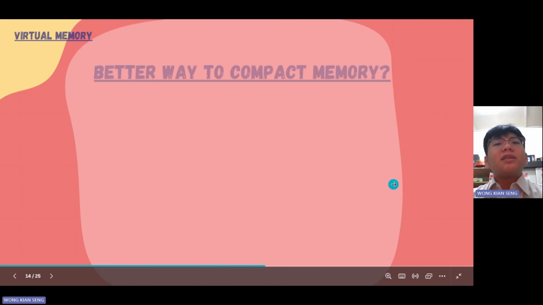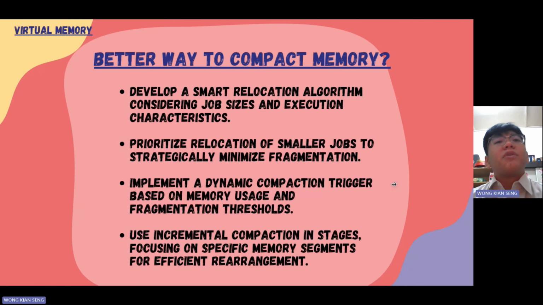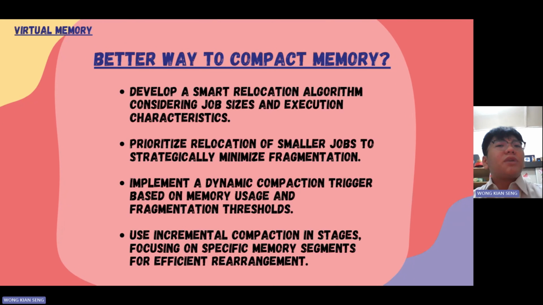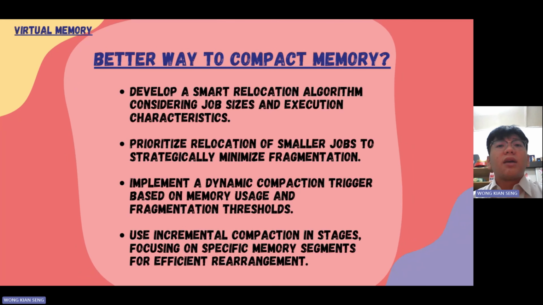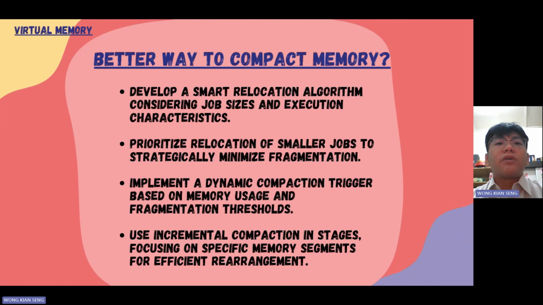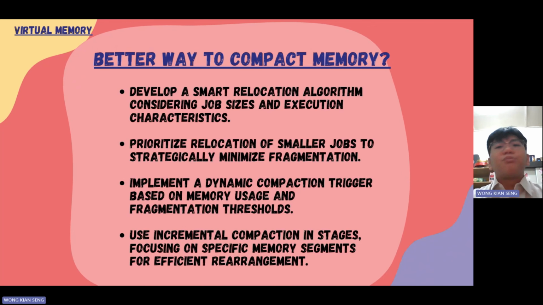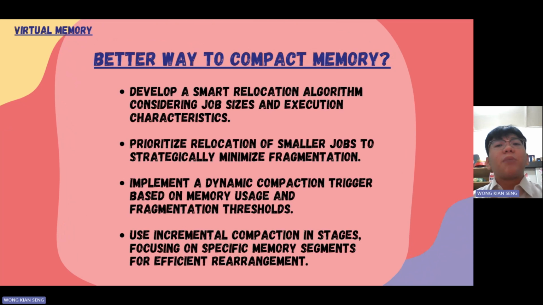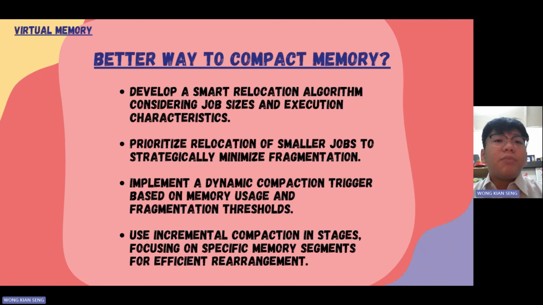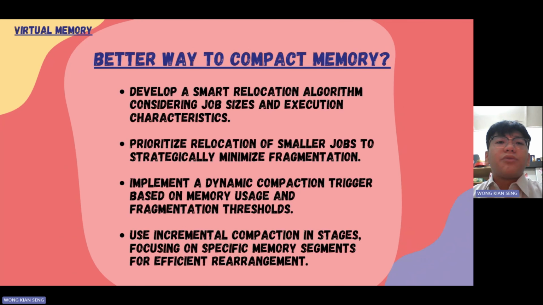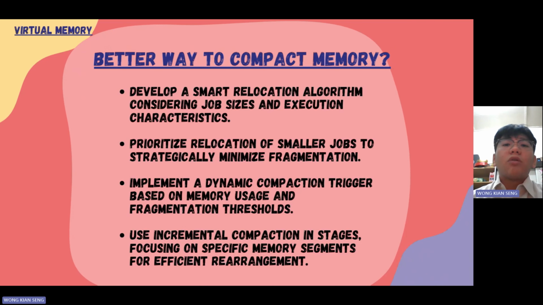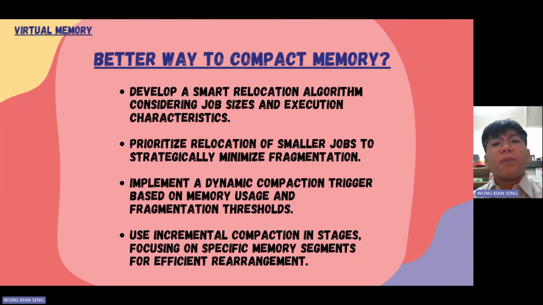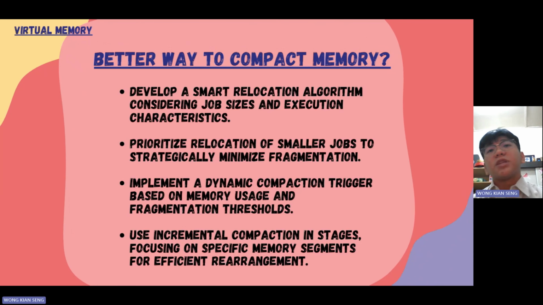Okay, so is there anything we can do to make memory compaction better? First, maybe we can develop a smart relocation algorithm considering job size and execution characteristics and prioritize smaller jobs, and then you can minimize the fragmentation. Then implement a dynamic compaction trigger based on memory usage and fragmentation thresholds, and use incremental compaction in stages, focusing on specific memory segments for efficient rearrangement.